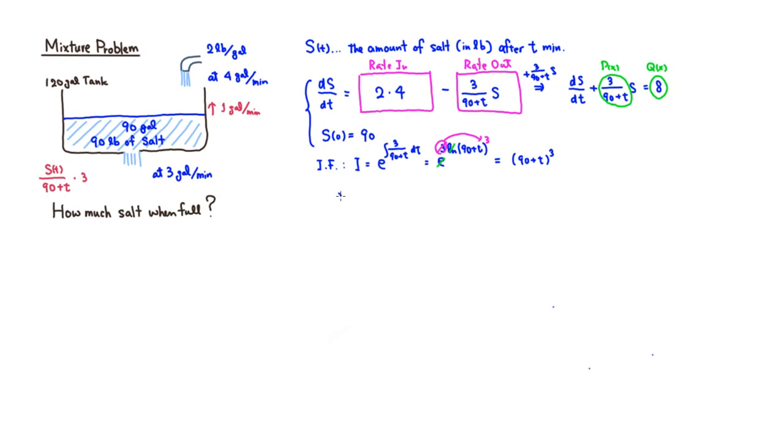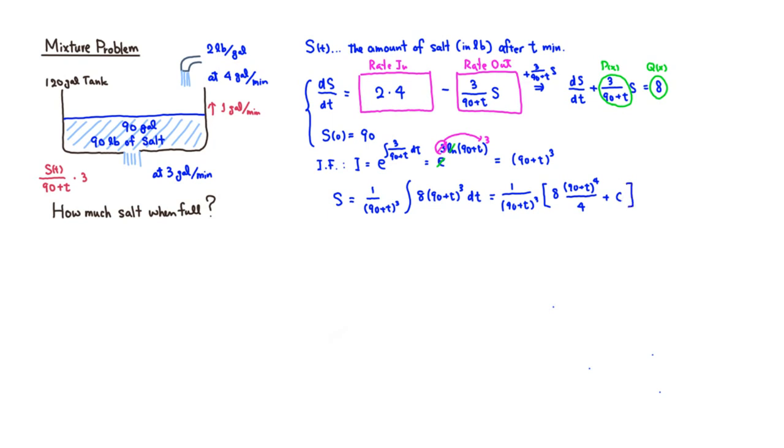So using that, S is going to be 1 over I, which is the quantity 90 plus t cubed, times the integral of q of x, in this case just 8, times I, which is 90 plus t cubed, with respect to t. All right, so finding the antiderivative: you have an 8, which is just a number, and add 1 to the power, so it's going to be 90 plus t to the 4th power over 4, plus some constant c.